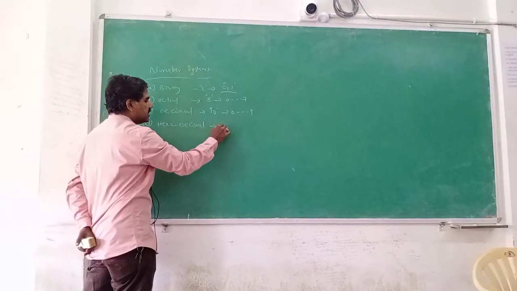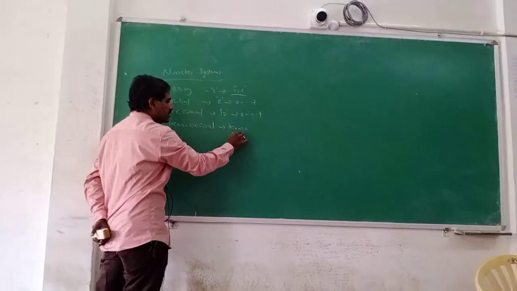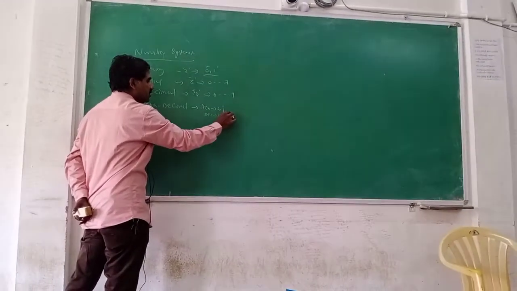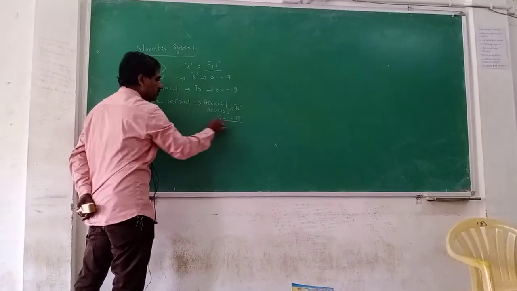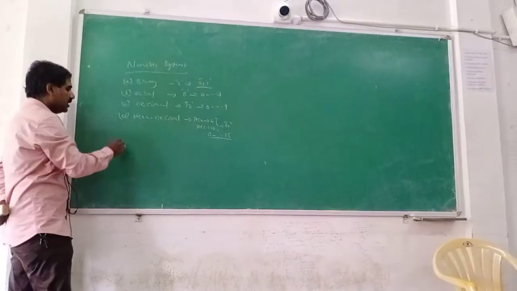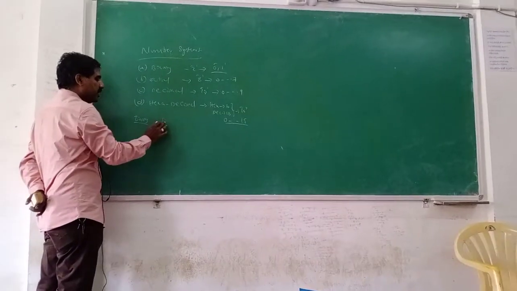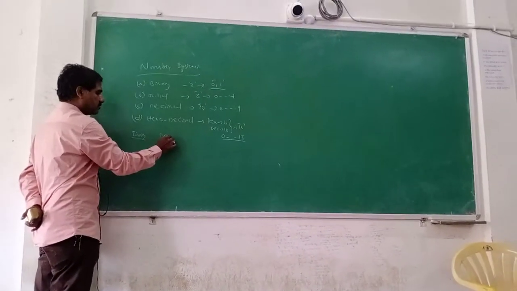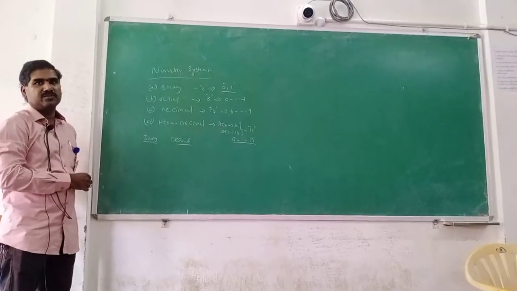Next one is hexadecimal. Hex means 6, decimal means 10. Total 16 combinations. Its value ranges from 0 to 15. Generally, we are used to convert binary number into decimal number, or decimal number into binary.